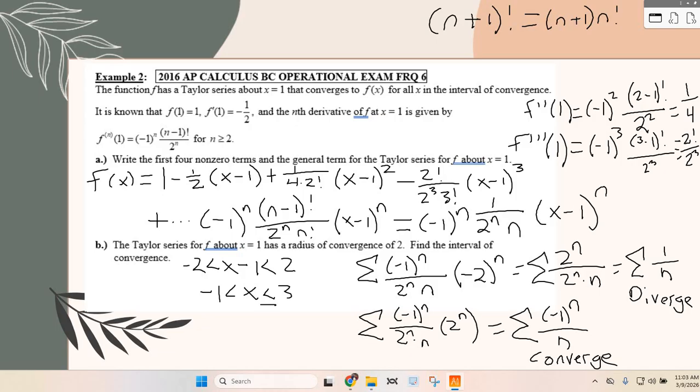And this one was nice because we didn't even have to find the radius, right? If we had to find the radius, we would have had to do our ratio test. But in this case, they gave us the radius, which was nice. So then we only had to check the endpoints. Maybe other questions?